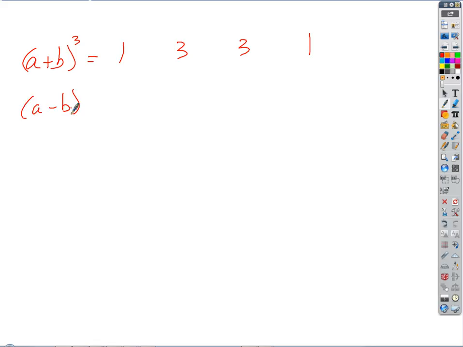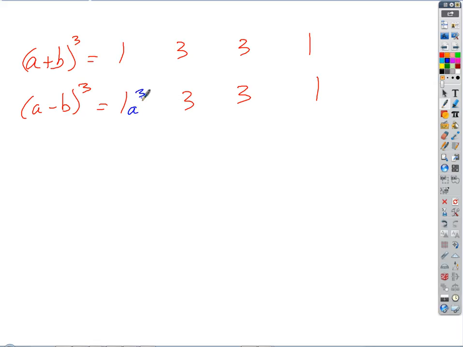(a - b) cubed. A minus b is the same as a plus what? Negative b, right? So the same pattern holds, doesn't it? So if we want to figure out what this expansion is going to be, we know the coefficients are still going to be 1, 3, 3, 1. What are we going to get for the powers of a and b? What's the first one going to be?